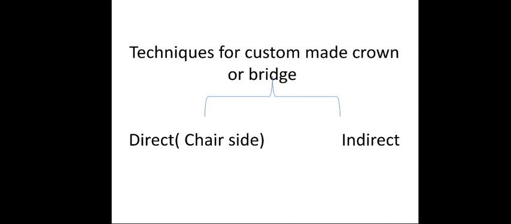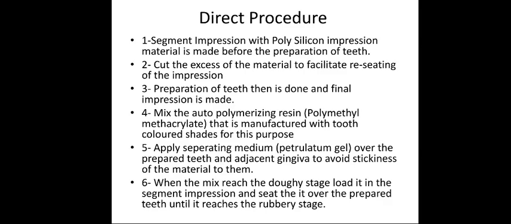The custom-made restoration means that the temporary crown is made specially for this tooth and for this case. This can be made in the patient's mouth, that means direct, or constructed on the working cast, which means the indirect restoration. The direct restoration is constructed in the patient's mouth.